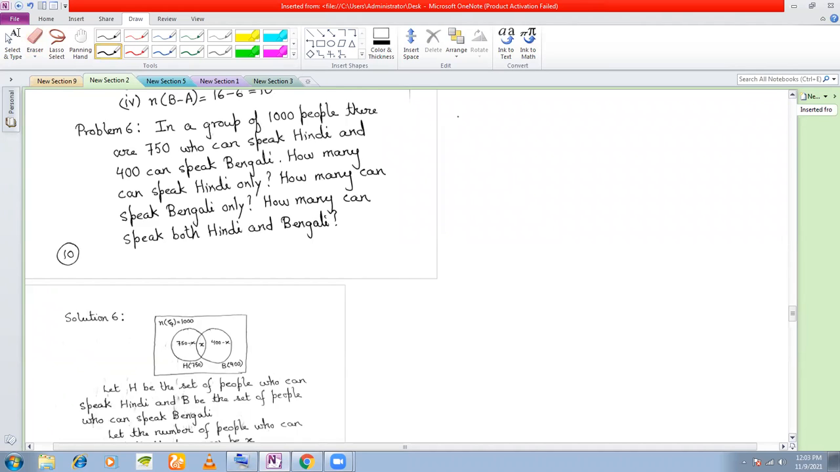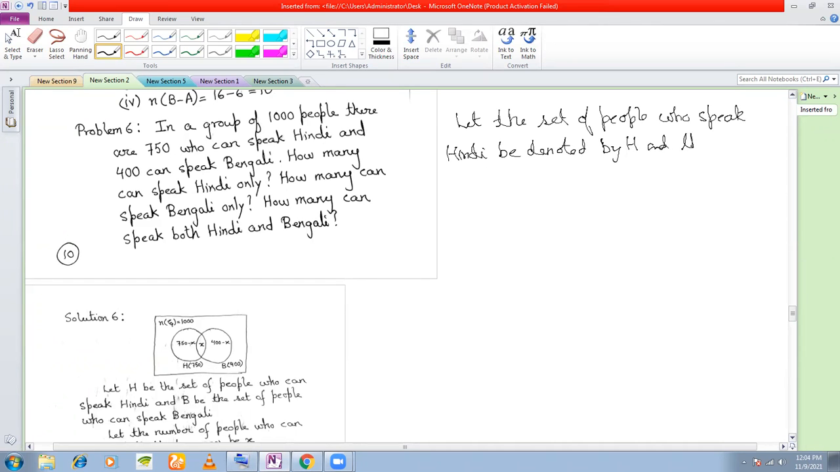Okay. So I start by saying, let the set of people who speak Hindi be denoted by H, and the set of people who speak Bengali be denoted by B.